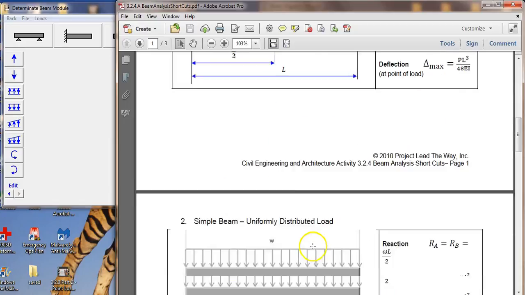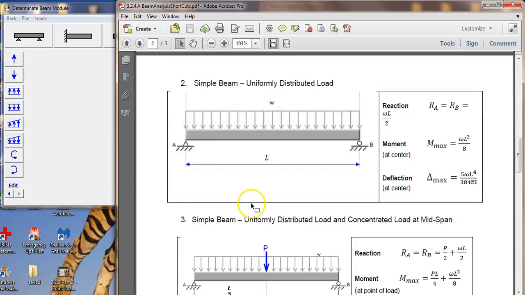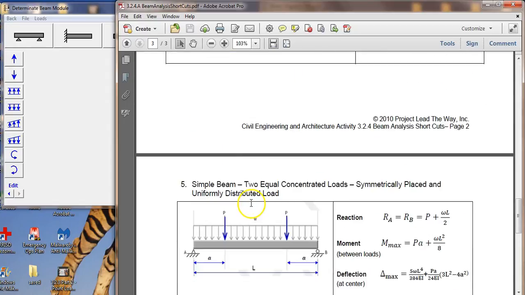You're going to use the same steps for the other problems in this activity. That's all there is to it.